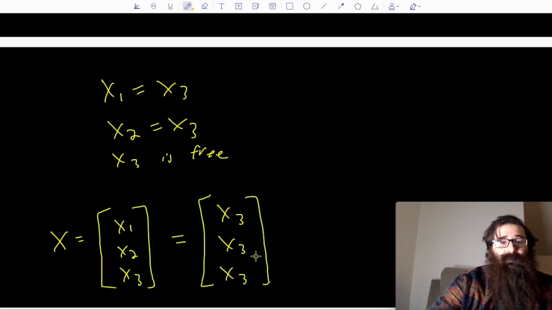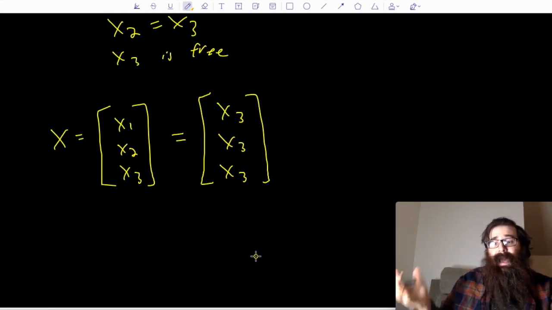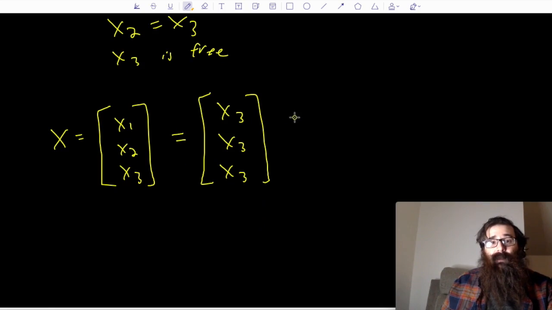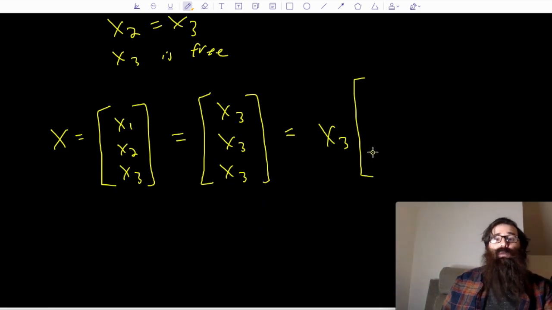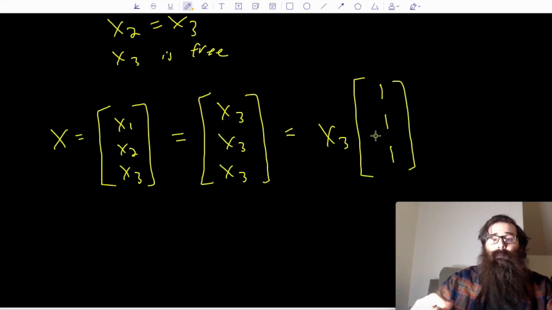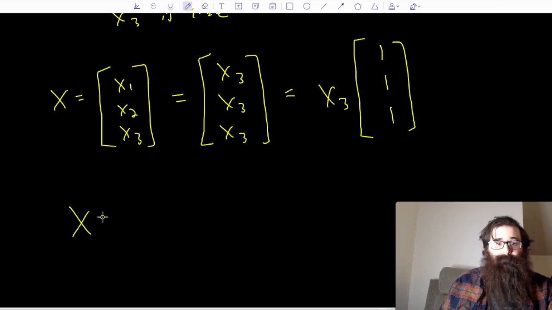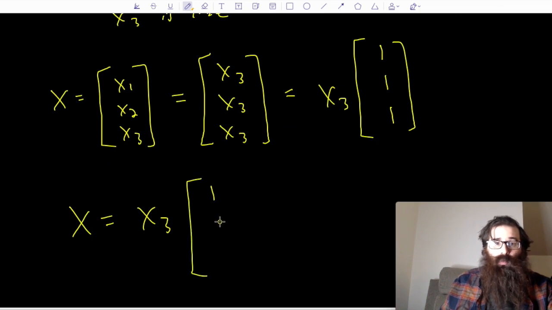But what's nice about this description is now I can bring the free variable x sub 3 out as a scalar weight. So if I just bring x sub 3 out, I get x sub 3 times the vector with numerical entries. What does this leave behind? It leaves behind coefficients 1, 1, 1. And this would be the parametric vector form of our answer. So we would say x is equal to the free variable x sub 3 times the vector 1, 1, 1.